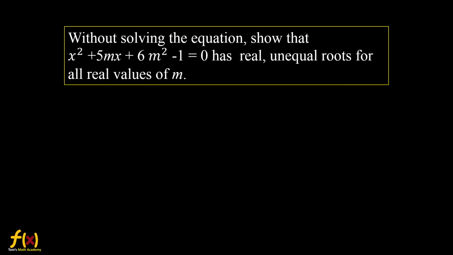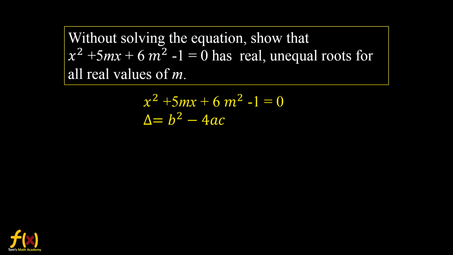Without solving the equation, show that x square plus 5mx plus 6m square minus 1 equal to 0 has real unequal roots, or the roots of this equation are real and unequal for all real values of m. Whatever be the value of m, the roots are real and unequal. That is the meaning. Indirect question. How do we know the roots are real? Okay, we calculate the value of delta.